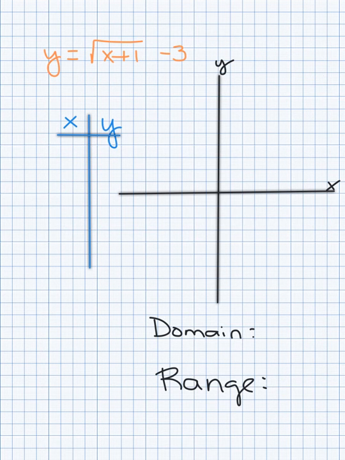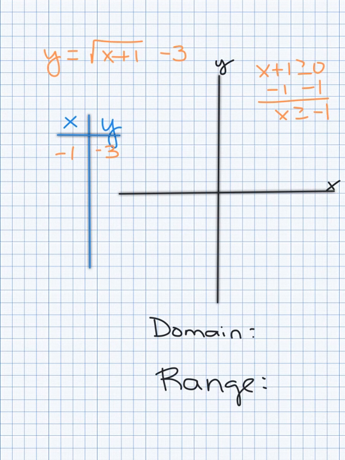Now we have y is equal to the square root of x plus 1, minus 3. So again, my radicand is x plus 1, so I know that has to be greater than or equal to 0. Bring the 1 to the other side, so I have x must be greater than or equal to negative 1. So it's going to be my starting point. I substitute it into my function, so I have the square root of negative 1 plus 1, which is 0, minus 3, so my y value will be negative 3.